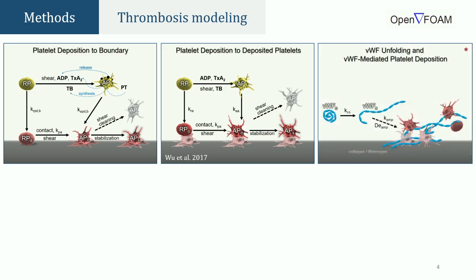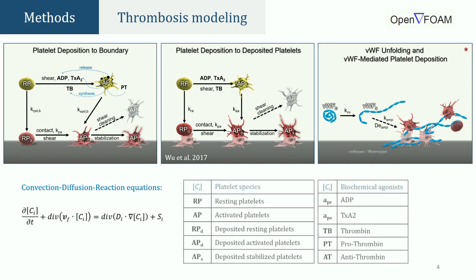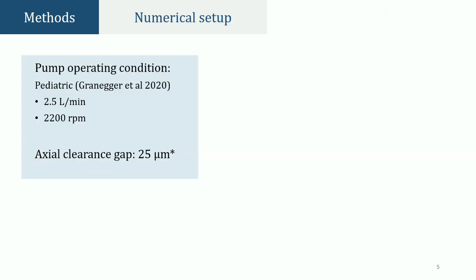A more recent development is the vWF-mediated deposition model, where the presence of vWF in an unfolded form increases the resistance of platelets to shear cleaning, enabling deposition in high shear environments. This model is an Eulerian model, which means we solve convection diffusion reaction equations for the platelet species and biochemical agonists.